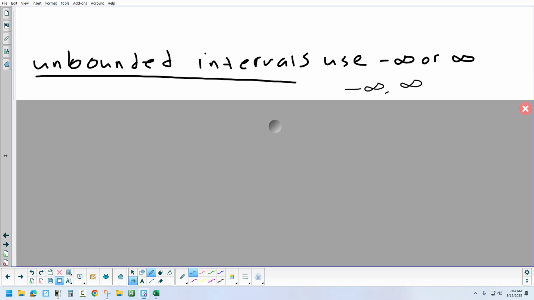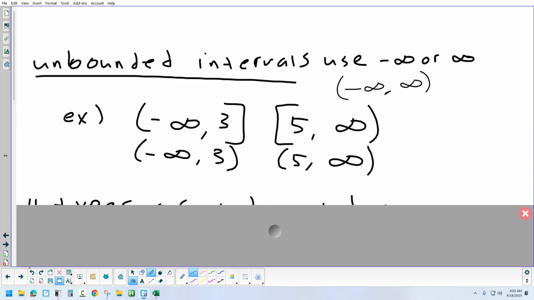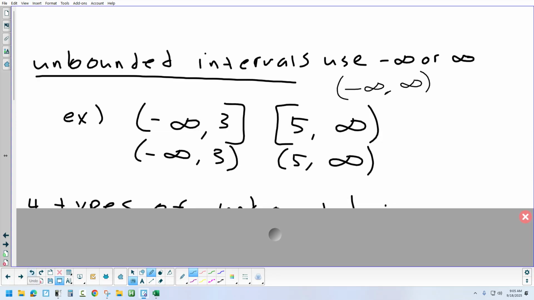Now, we would have to think a little bit. Can you reach infinity? So what kind of symbols do you think infinity would have? Brackets or parentheses? Yeah? Parentheses. Always parentheses. You cannot put a bracket on infinity. Putting a bracket means you can equal that number and reach it, but you can't reach infinity. Right? So anytime you see an infinity symbol, you will always see a parenthesis next to it.